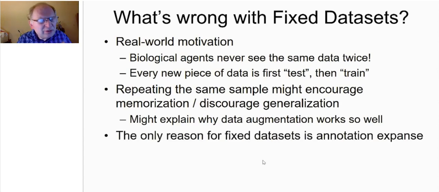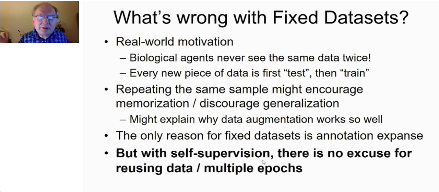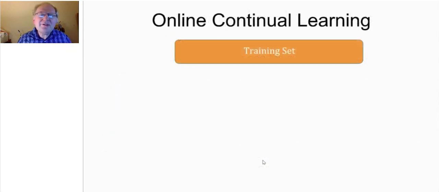But the only reason for fixed data sets really is basically the annotation expense. You don't want to have a huge, infinite data set because you need to label every piece of it. But if you're already using self-supervision, then basically there is no excuse to ever reuse data, because data is basically free. Annotations are expensive. Data is free, so we should never ever do multiple epochs. We should just be like biological agents and use data only once. And so this is kind of the story that we had in mind.